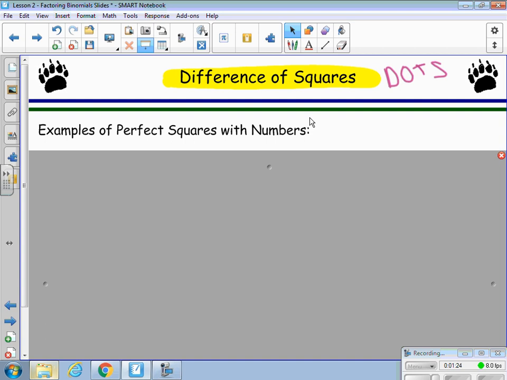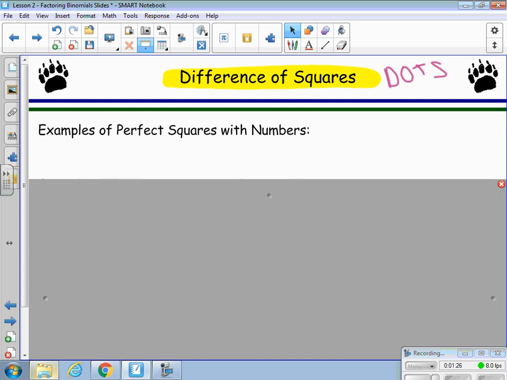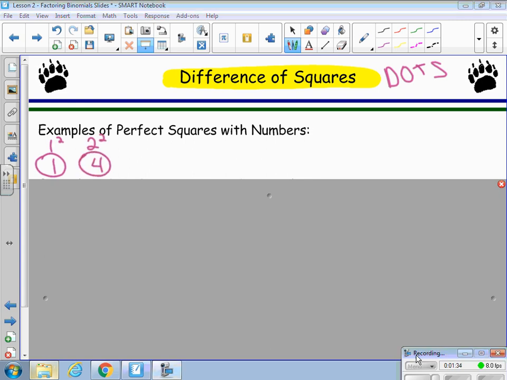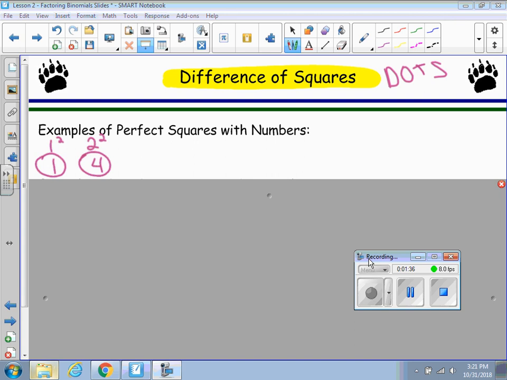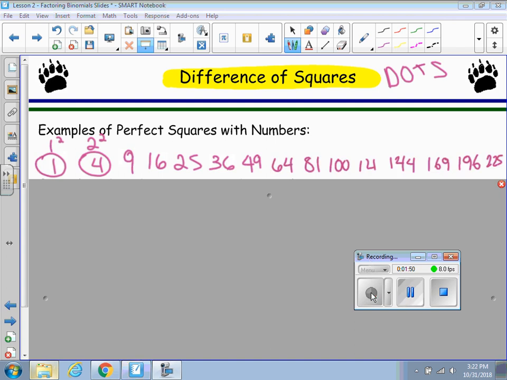So let's remind ourselves of some examples of perfect squares. Remember, 1 squared is 1, so 1 is a perfect square. 2 squared is 4, so 4 is a perfect square. I'm going to list the rest of the perfect squares real quick. So 3 squared is 9, 4 squared is 16, 5 squared is 25, 6 squared is 36, 7 squared is 49. You should know up to 15 squared, so feel free to pause the video and fill in the remainder. So there are the remainders of my perfect squares up through 15 squared.